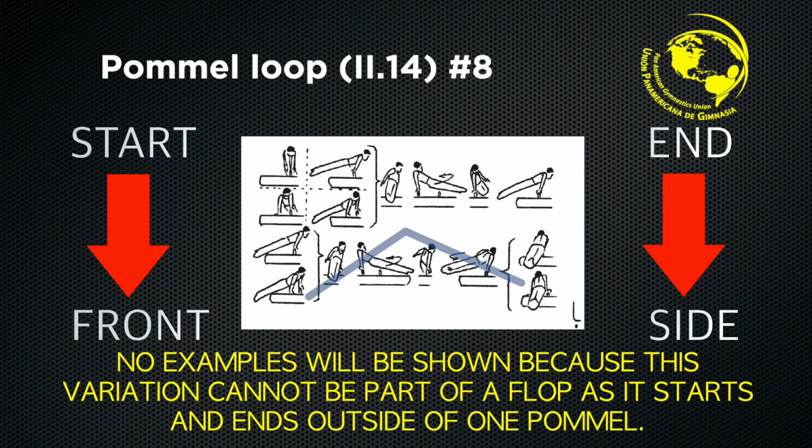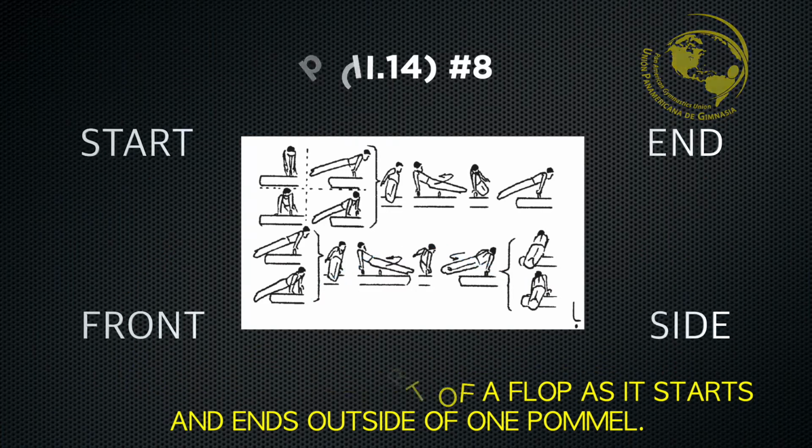Example number 8, we will not show examples because this is not related to flops, because this variation starts and ends on the outside of one pommel, so it cannot be part of the flop sequence.